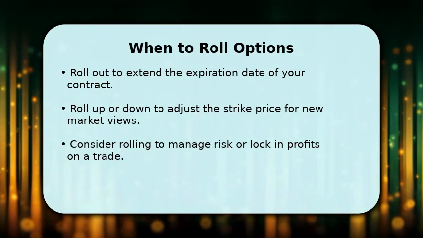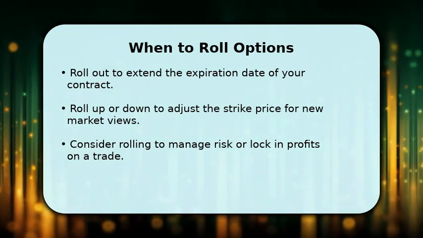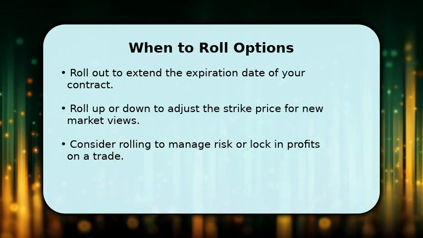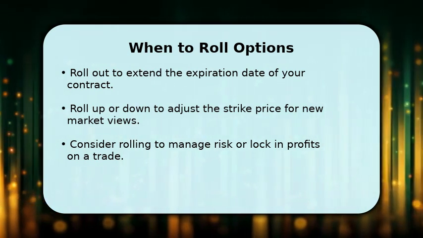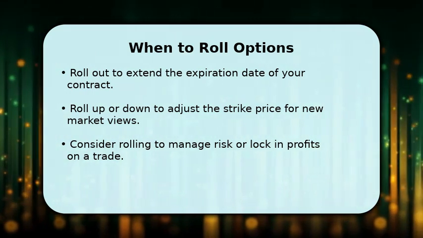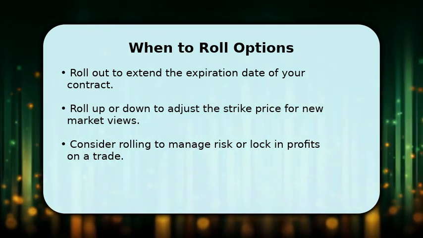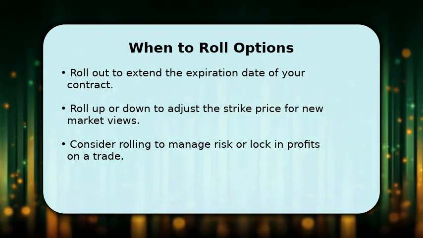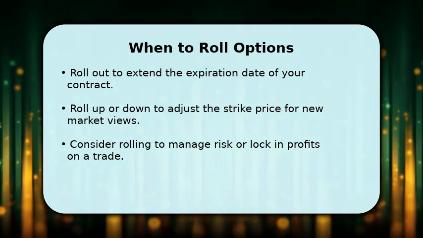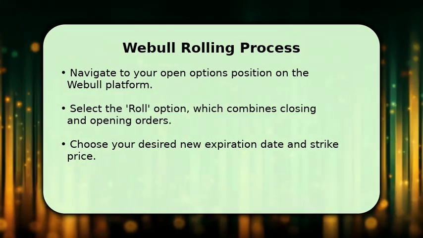You might roll an option when you want to give a trade more time to develop, perhaps rolling out to a later expiration. Alternatively, you could roll up or down to a different strike price if your outlook on the underlying asset has changed. This flexibility helps you adapt to market movements, whether you are protecting gains or mitigating potential losses. To roll an option on Webull, first locate your existing options position.